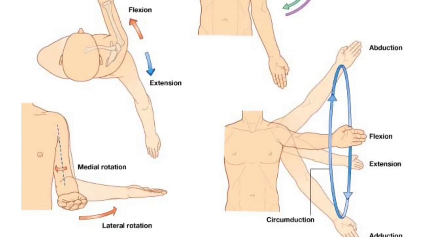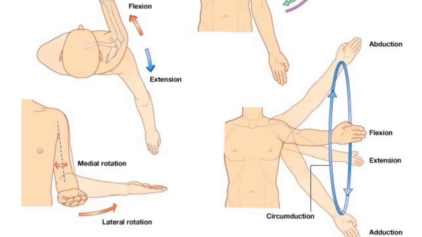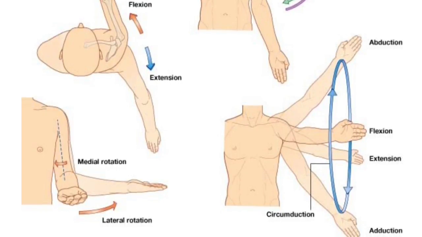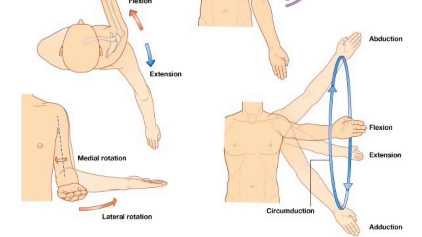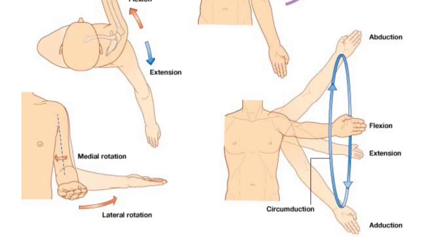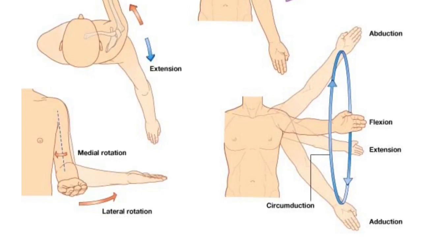Finally, another movement of the glenohumeral joint is extension. This is the upper movement of the humerus on the glenoid in the sagittal plane towards the rear of the body. This movement is produced by the posterior deltoid, the latissimus dorsi, and the teres major.